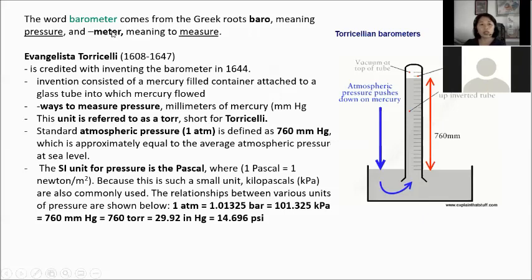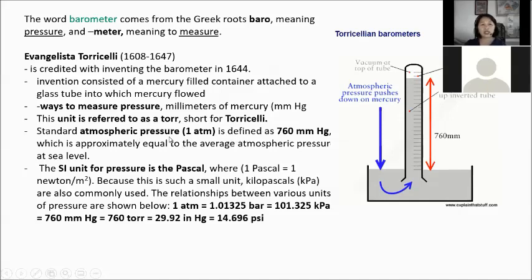So next, the word barometer comes from Greek words baro, meaning pressure, meter, meaning measure. So barometer is an instrument used to measure pressure. So we have this Evangelista Torricelli, credited with inventing the barometer in 1644. Yung invention consists of mercury-filled container attached to the glass tube into which mercury flowed. So there are ways to measure pressure, millimeters of mercury. The unit is referred to as torr, short ng Torricelli.